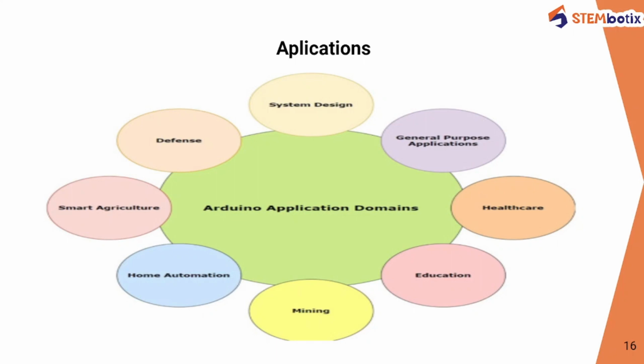System designing, general purpose applications, healthcare, education, mining too, home automation, smart agriculture, defense. Let's take home automation as an example. In home automation, we can use a microcontroller, and we can see that automation is performed in our home, for example with the light. We can operate our light not physically, but by using our mobile software.